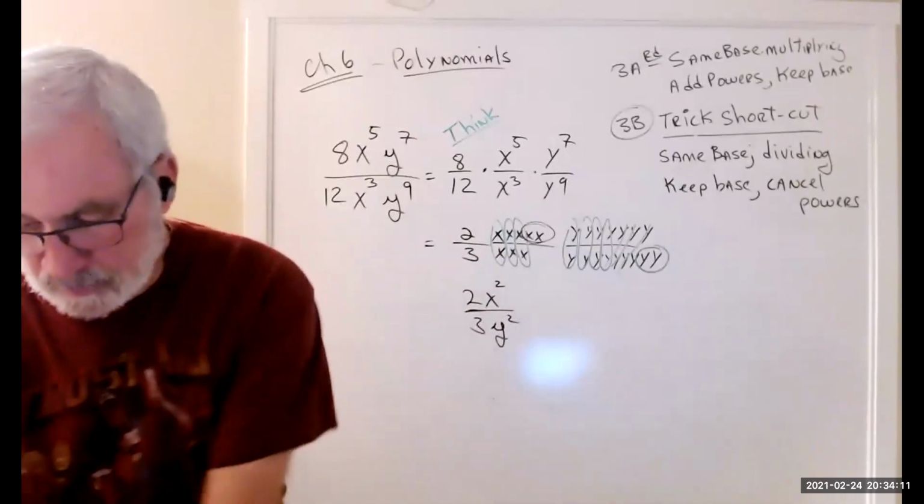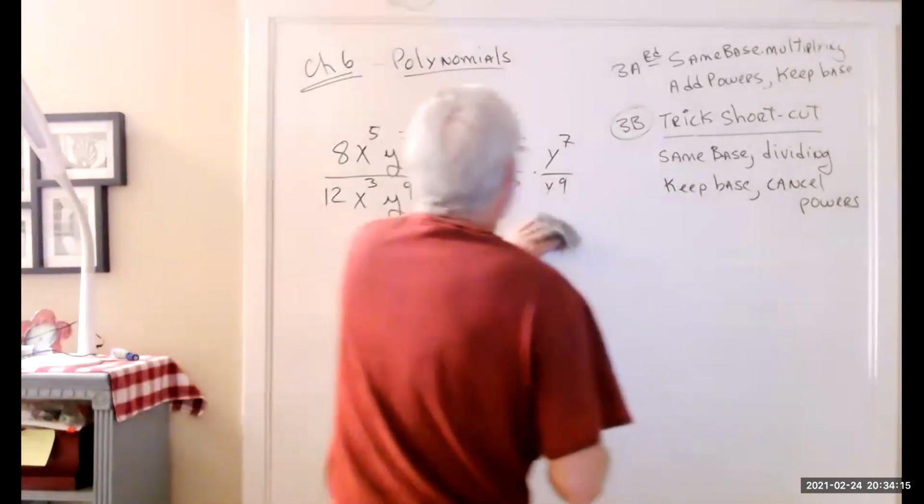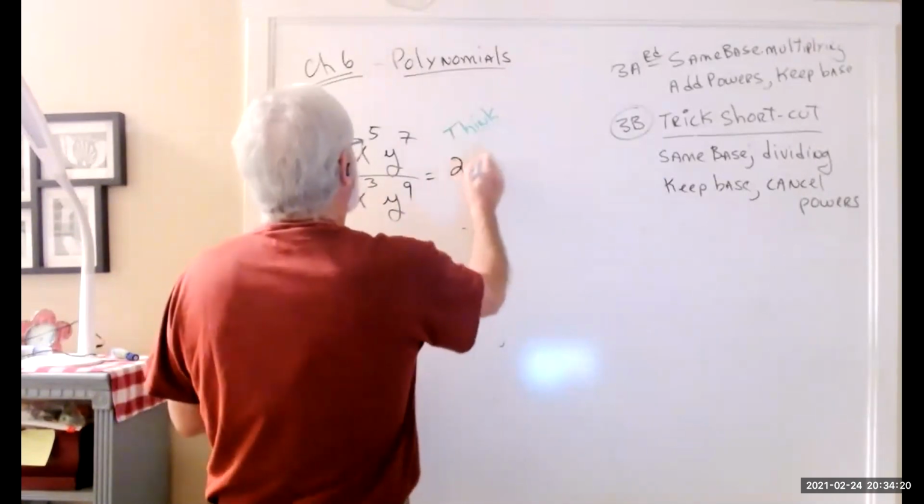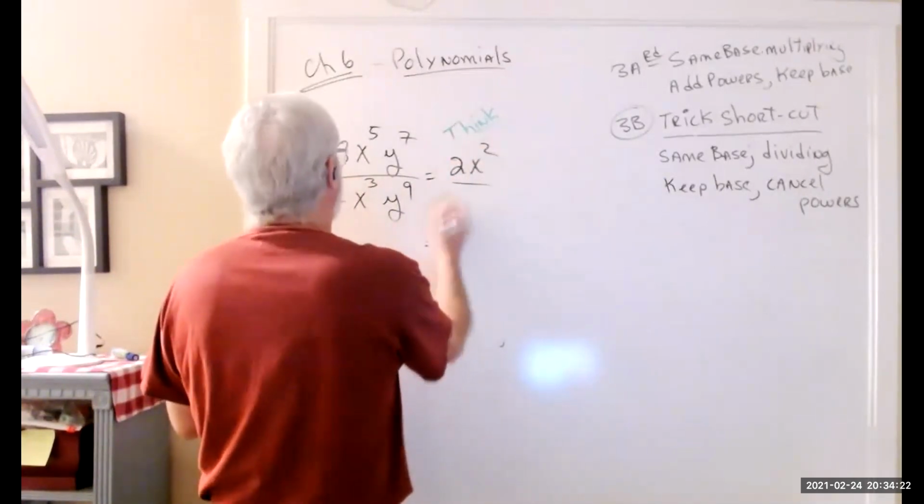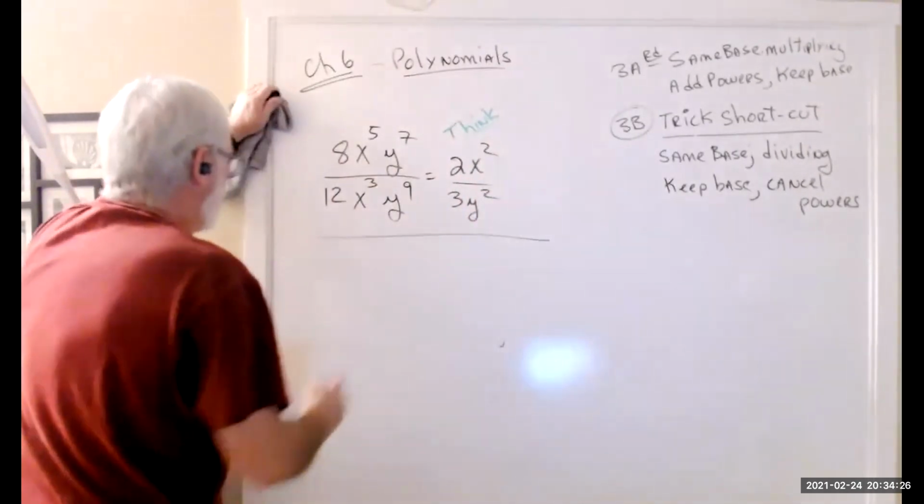Okay, let me do a problem. So what would this come out to be? Whatever, this was 2/3. This was 2x squared over 3y squared, and we were done. Okay, so new problem.